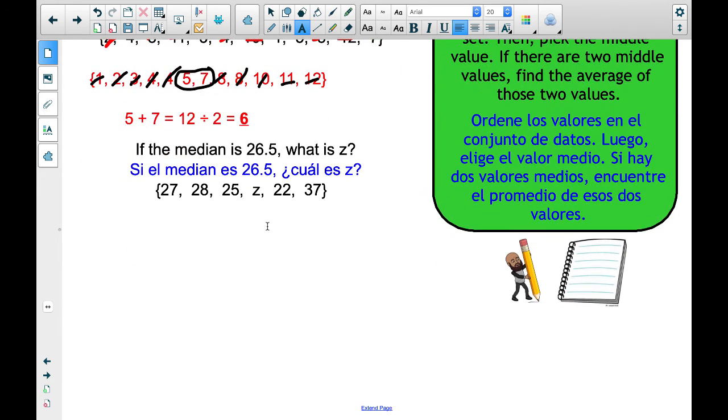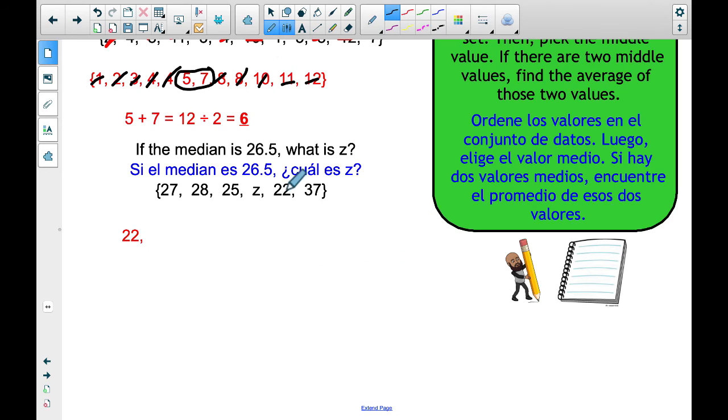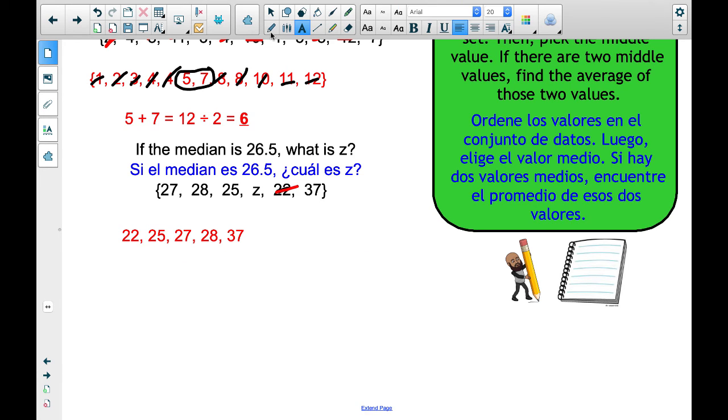All right. Down here, if the median is 26.5, what is Z? So the first thing I'm going to do is see what I currently have, meaning I'm going to organize the numbers I currently have from least to greatest. So I have 22, 25, 27, 28, 37. That one's kind of easy because there's not as many numbers.